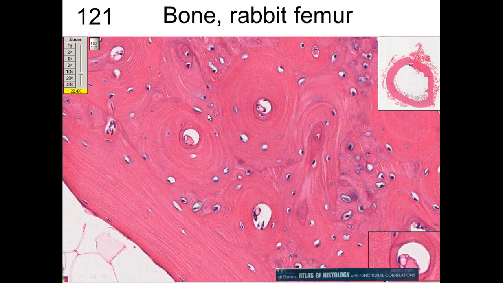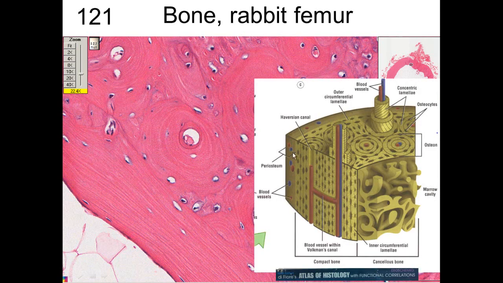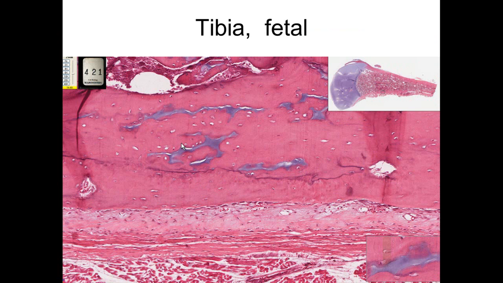Again, we can see the Haversian system, also called an osteon, with these osteocytes trapped in their lacunae. And so Volkmann's canal, this is a Volkmann's canal right here. Sorry, the Volkmann's canal is the one that runs perpendicular. This is the Haversian canal that we see there.